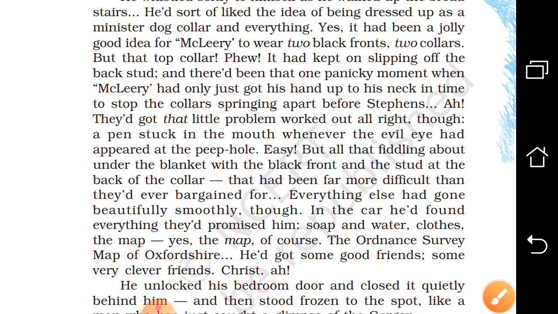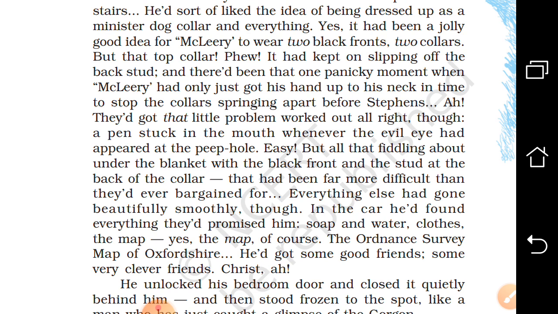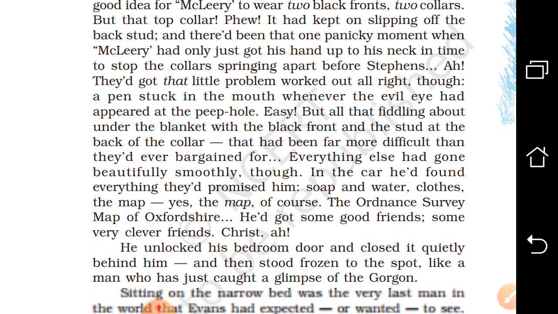In the car, he had found everything they had promised him: soap and water, clothes, the map. Yes, the map, of course, the Ordnance Survey map of Oxfordshire. He had got some good friends, some very, very clever friends. So, dear children, it is very clear to all that all those people connected with Evans were his friends. Okay, and how they exchanged the dress of the clerical collar and all this, it is very nice, very interesting for everybody.